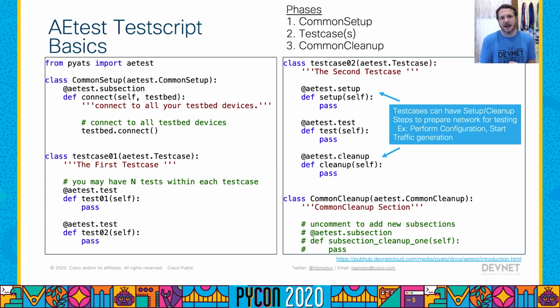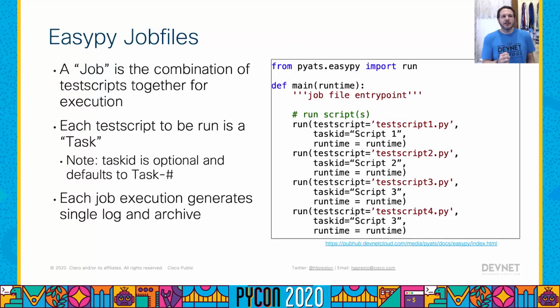But because it's Python, anything you can do in Python can be done inside your test script. Then we come to the job file. Remember, we can set up any number of test scripts that we want to run as part of our actual network validation.